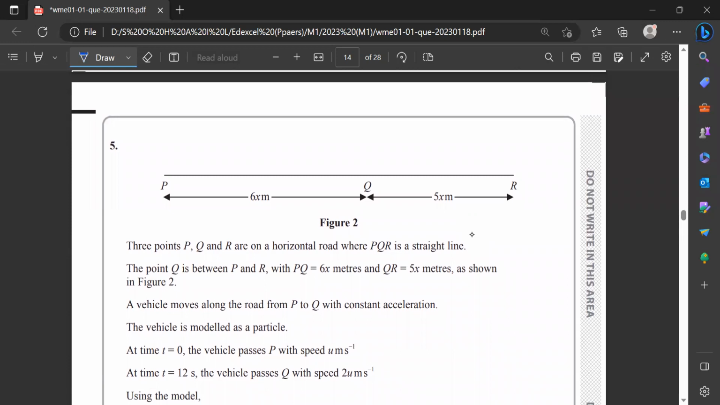So simple. It is the question where, at the point P, the speed is given. So the speed is u meters per second.